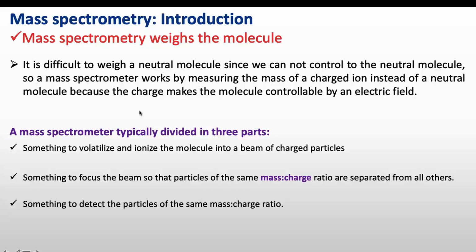So a mass spectrometer typically works in three parts. First, something to volatilize and ionize the molecule into a beam of charged particles, because we cannot control neutral molecules, we have to convert them into ions first. Then second, we require something to focus the beam so that particles of the same mass to charge ratio are separated from all others. The third, we require something to detect the particles of the same mass to charge ratio.